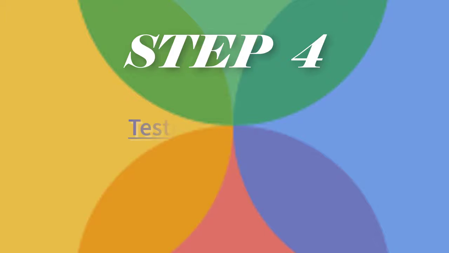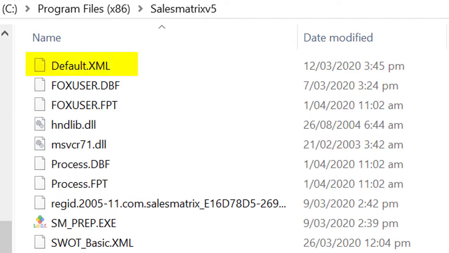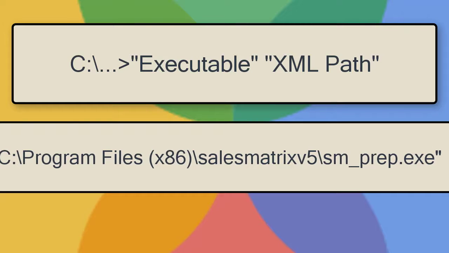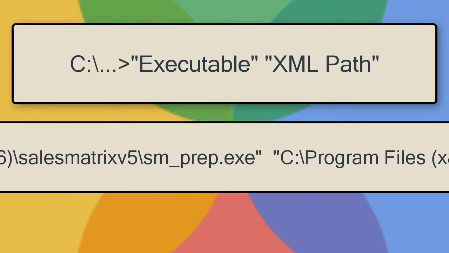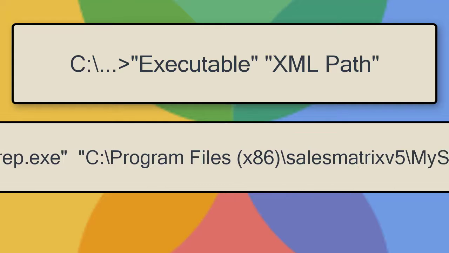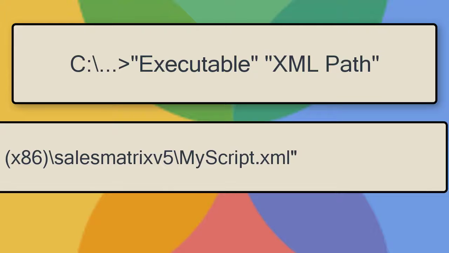Step 4 is testing the upload. Having followed the instructions so far, you should have a default.xml in the installation directory along with an executable sm_prep.exe. sm_prep.exe can also be run with other datasets and scripts if you make the full path and file name of the XML file you wish to run a command line extension when starting sm_prep.exe, like the one shown on the screen.